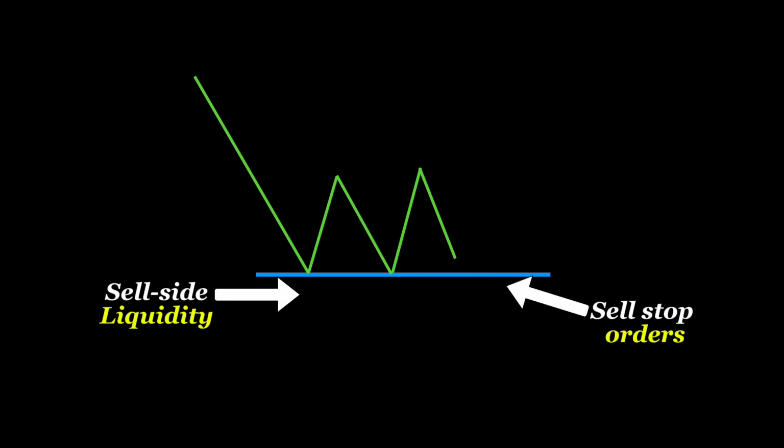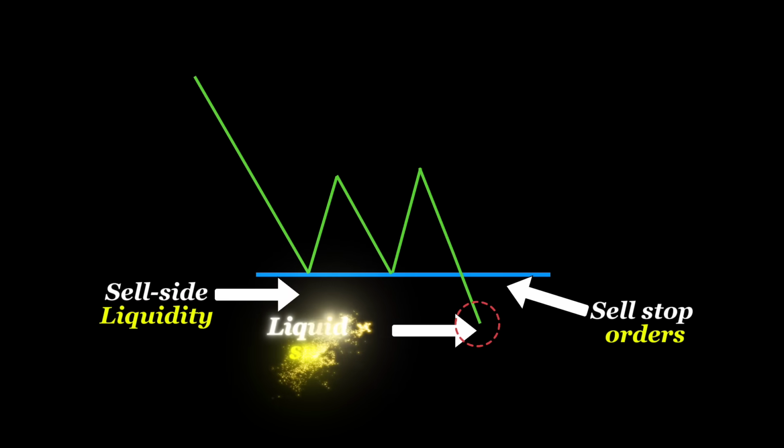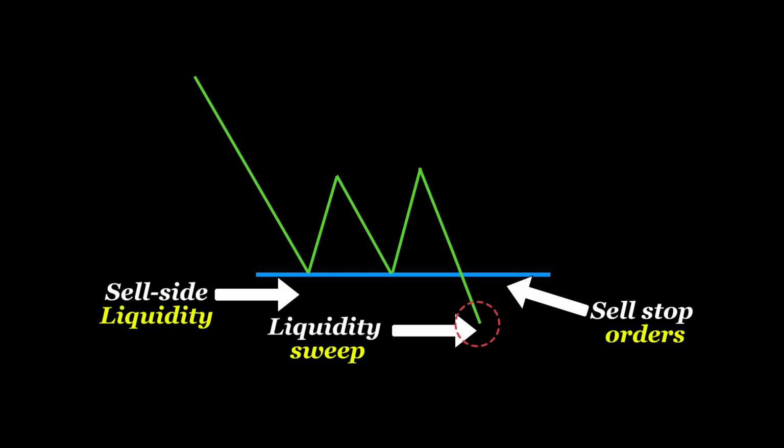As a result, a large pool of sell orders accumulates below the low. When sufficient liquidity is available, institutional traders may push the market below the level to trigger these orders. Once the liquidity has been collected, large buy orders can enter the market, causing price to reverse and move higher. This process is known as a sell-side liquidity sweep.